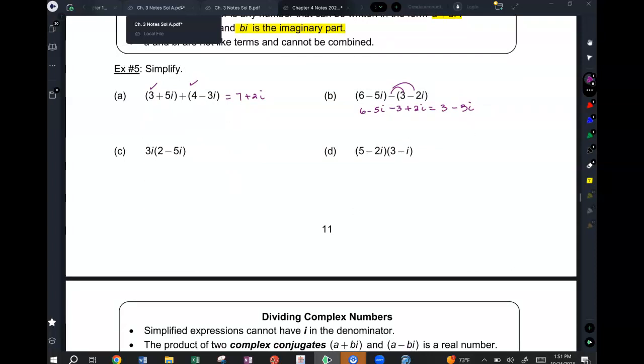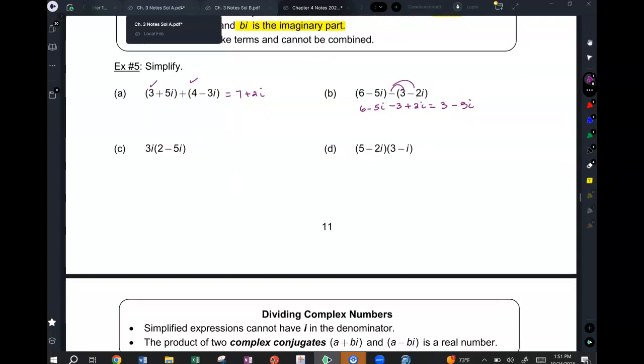Right. Okay, here we have 3i times this. So we're going to distribute. 3i times 2, 6i, minus 6i squared. Okay? So this is 6i. i squared is negative 1, so it's plus 15. Why do you plus 15? Because i squared is negative.